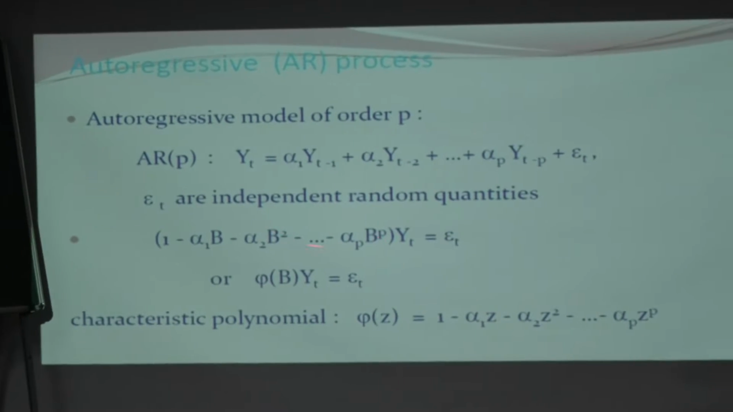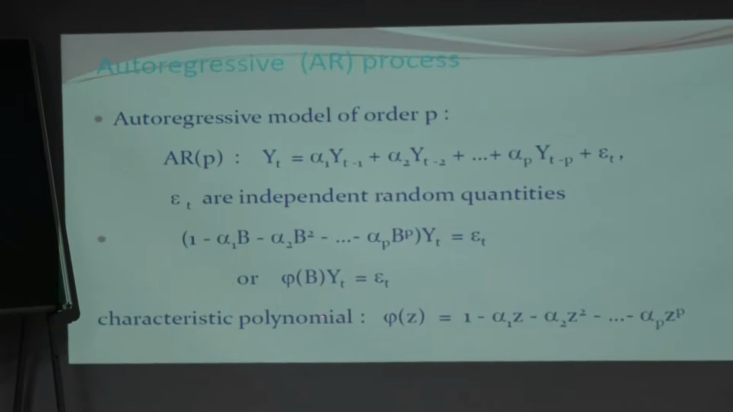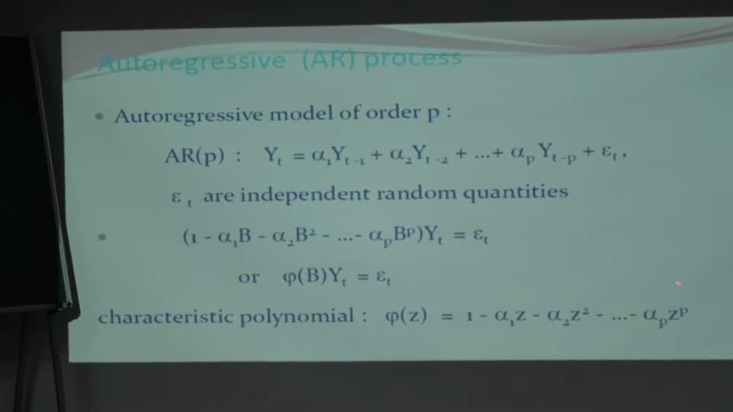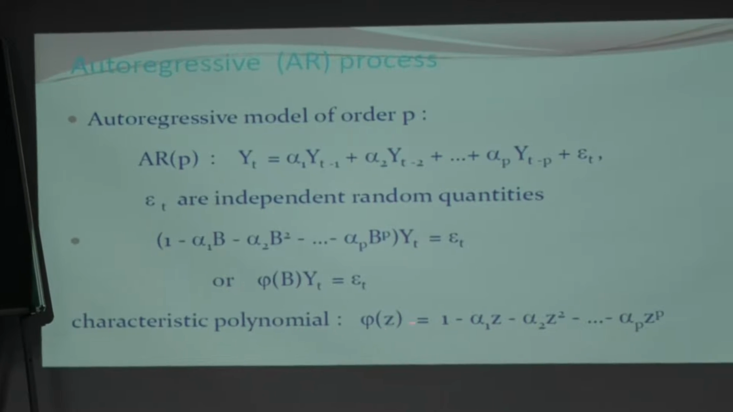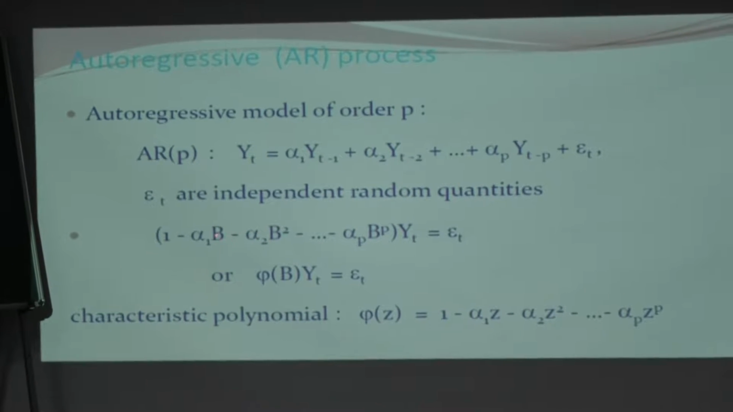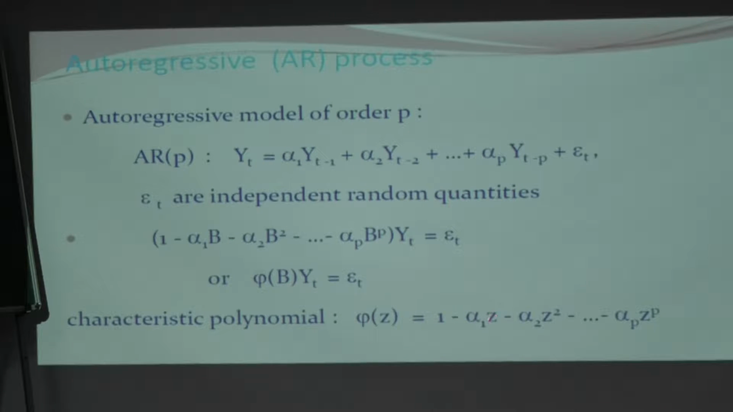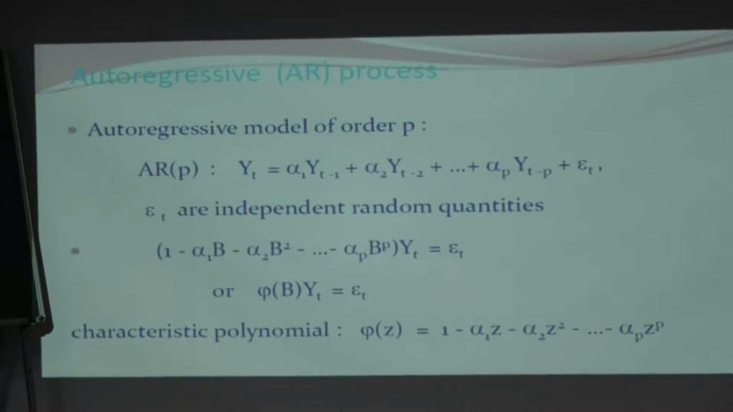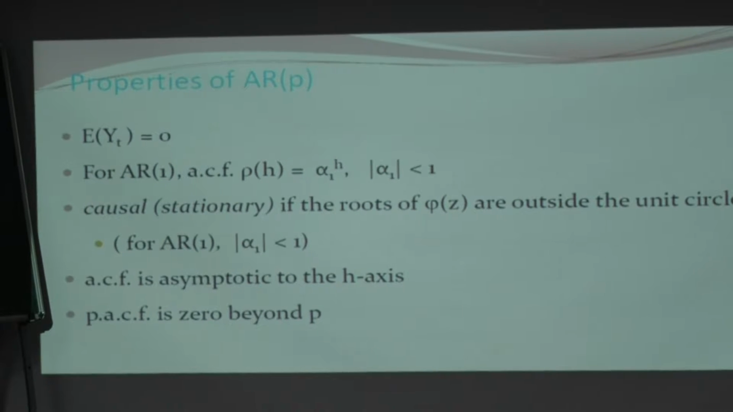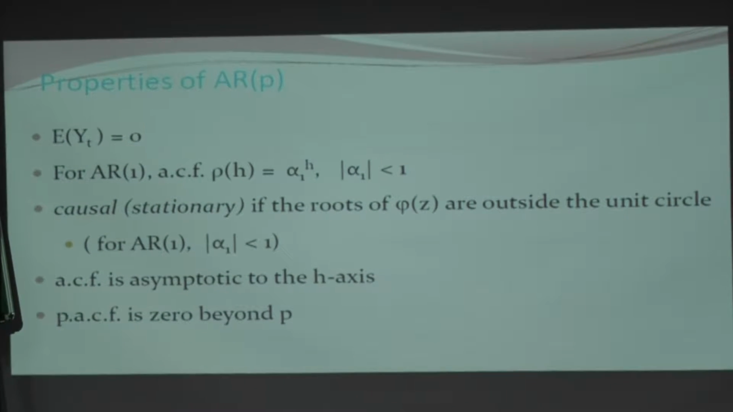So this is another way of writing this model, and I can take this yt, everything on the left hand side, and we call this phi B, and this phi z is called the characteristic polynomial associated with this model. These are operators, so we just use z here, and this is referred to as the characteristic polynomial associated with this model. And this is important from some point of view, but let's look at the properties.